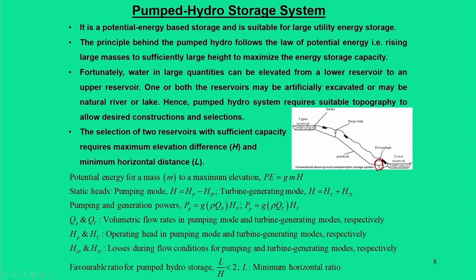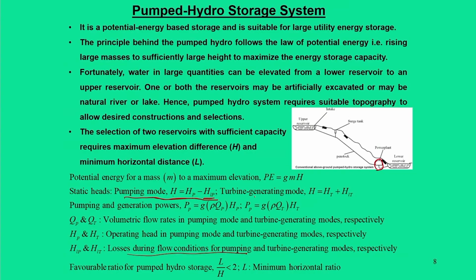And during discharging mode or during peak demand, that same energy can be released, which is similar to the operation of a hydropower plant, and that is called power generating mode. So, we have a pumping mode, and we have a power generating mode. So, to store the energy in pumping mode, the head available, or pumping mode head, is H = HP - HLP. Since it is a pumping mode, HLP represents the losses during flow conditions of pumping.